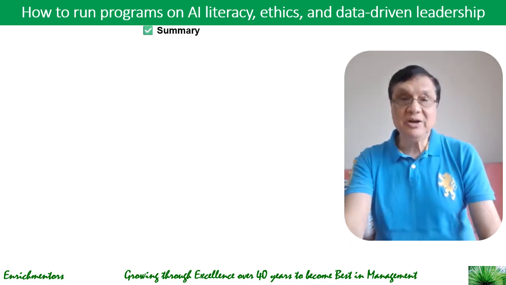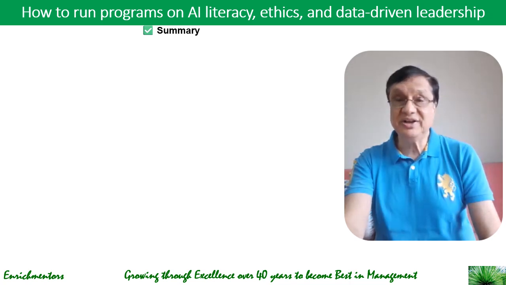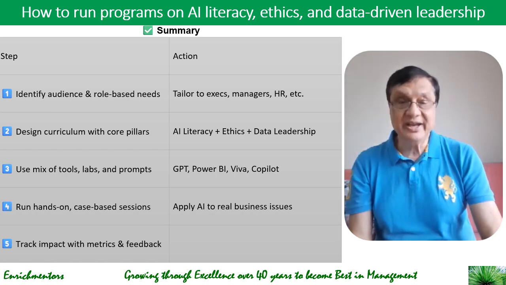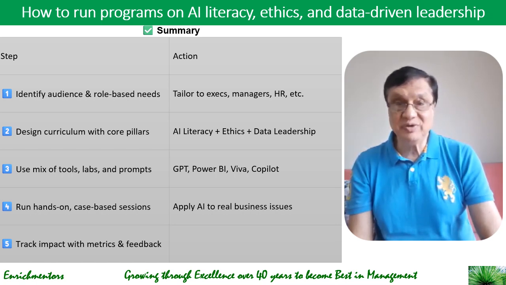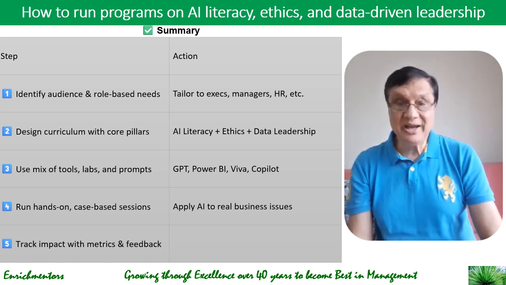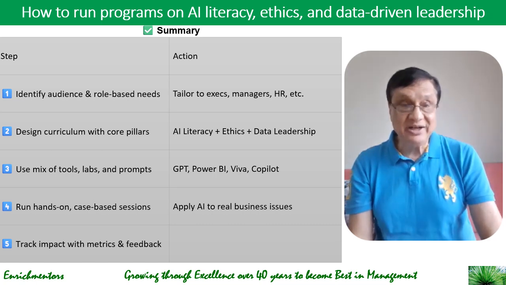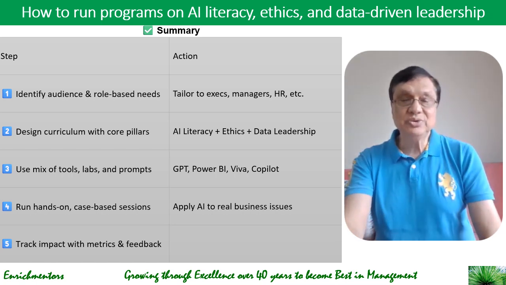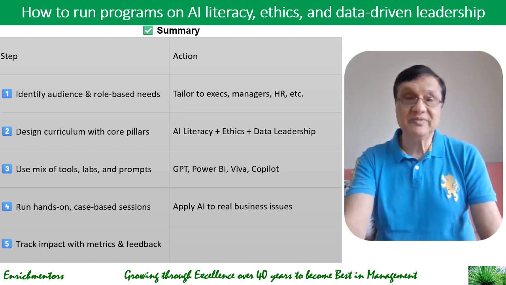So let's summarize how to run programs on AI literacy, ethics, and data-driven leadership. The first step is to identify the audience and role-based needs, and there you tailor to executives, managers, HR, etc. Then you design the curriculum with core pillars of AI literacy, ethics, and data leadership. Then you use a mix of tools, labs, and prompts like GPT, Power BI, Viva, Copilot, and then you run hands-on, case-based sessions where you apply AI to real business issues. And finally, you track impact with metrics and feedback to make continuous improvement. So that's how you can run programs on AI literacy, ethics, and data-driven leadership.